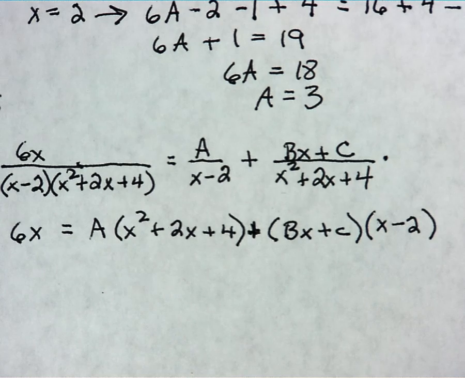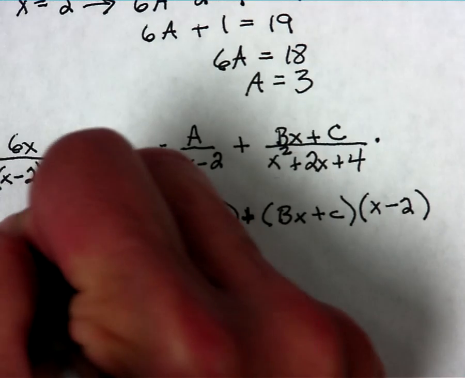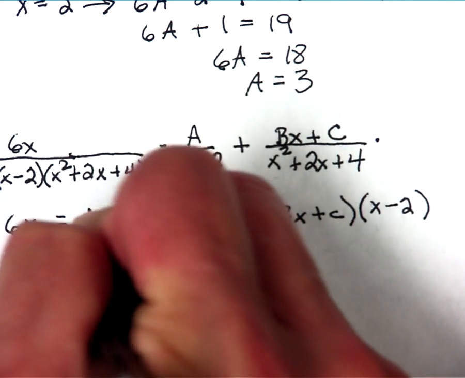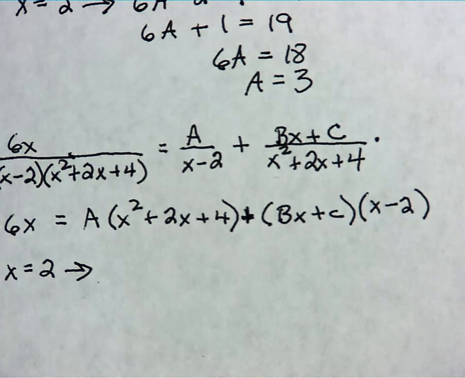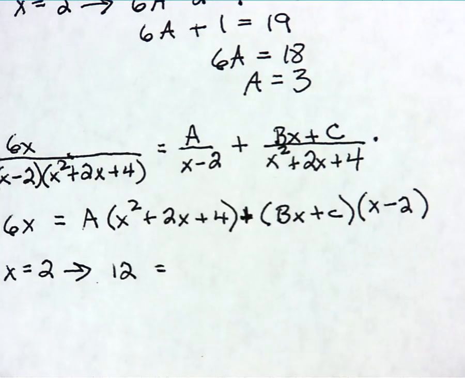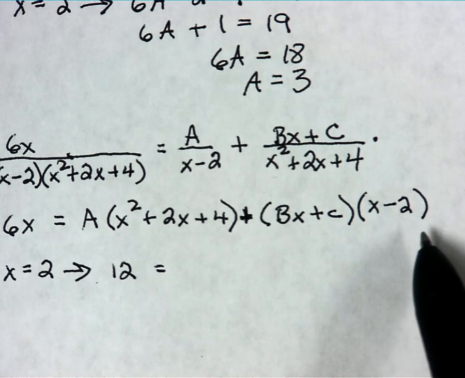All right. Do you see any value of x that would cause either the a or the b term to cancel so I could solve for what's left? Yeah. So I'm going to let x be 2. And then what will the left-hand side of the equation be? 12. And the right-hand side, the second term would be 0. That was the purpose of letting x be 2.